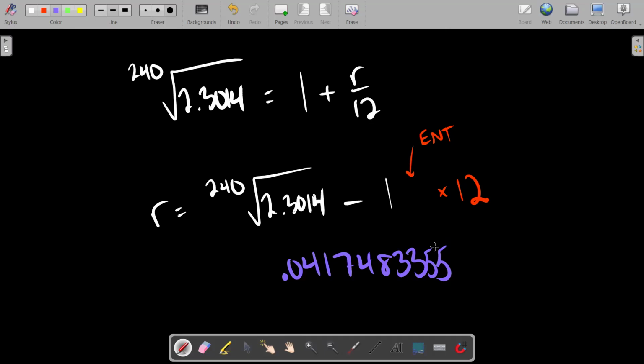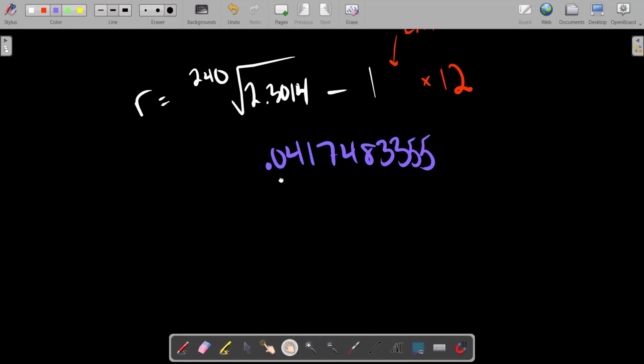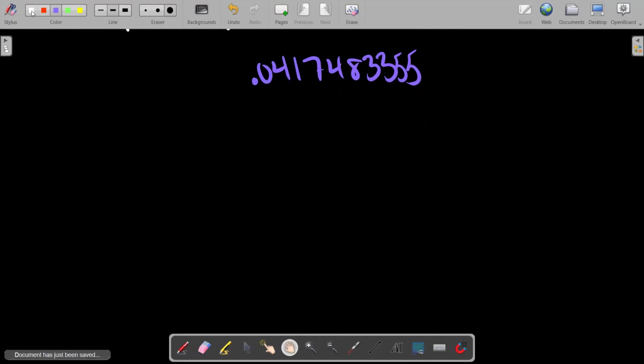Now, what were we looking for when we started this journey 10 minutes ago? What were we trying to find? The interest rate. And there it is. What would this be? 4 point, so we could say r is around 4.17%.